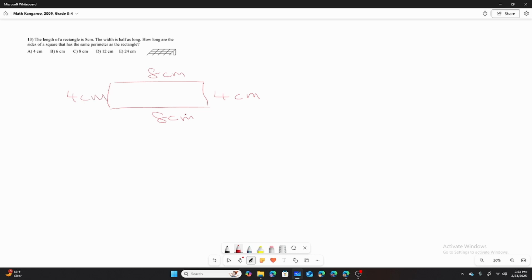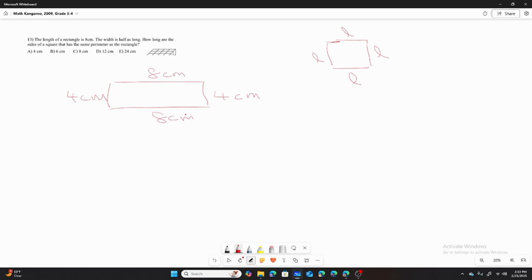The question is, how long are the sides of a square that has the same perimeter as the rectangle? The perimeter, remember guys, is the length of all of the sides added together. So we are to imagine that there is a square that has the same perimeter as the rectangle. Regardless of the length of the square, all the sides have to have identical value. So if this is L, the length of one side of the square, then the others have to be the same. They have to be all L's.